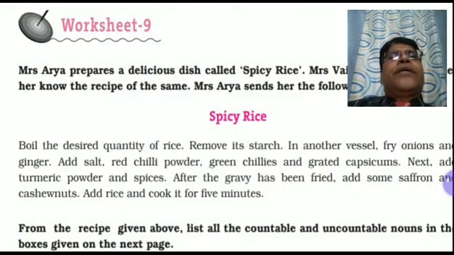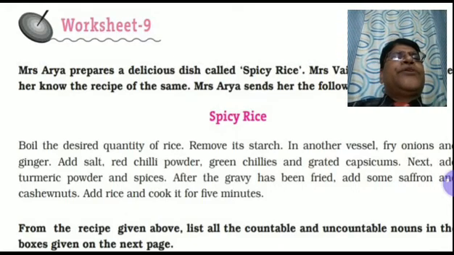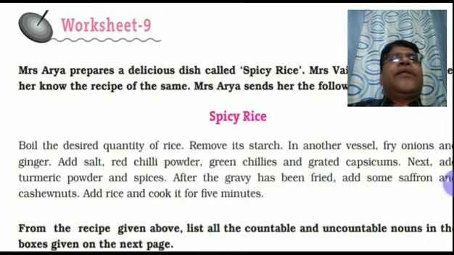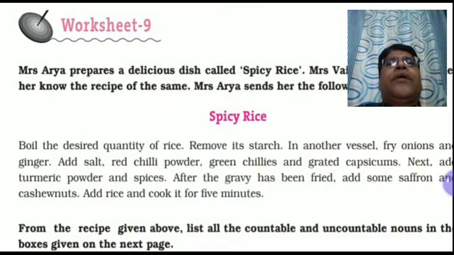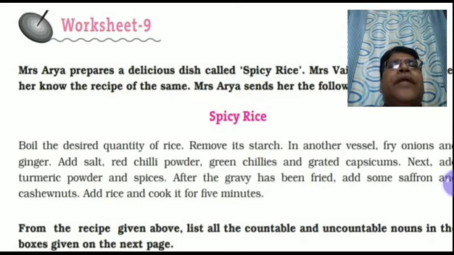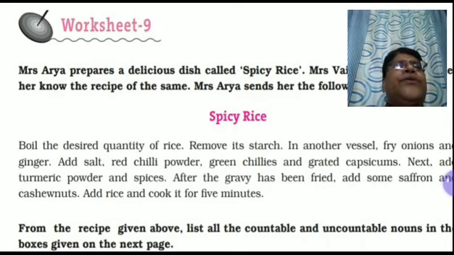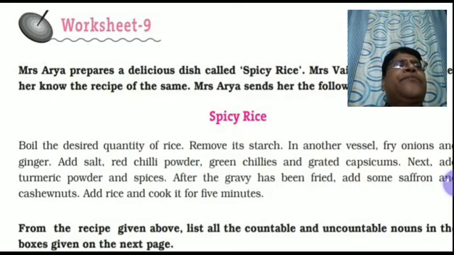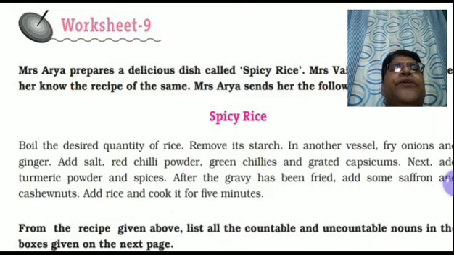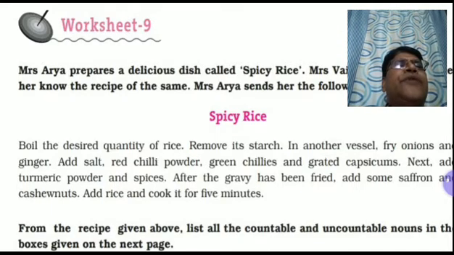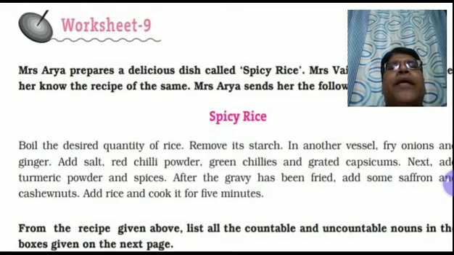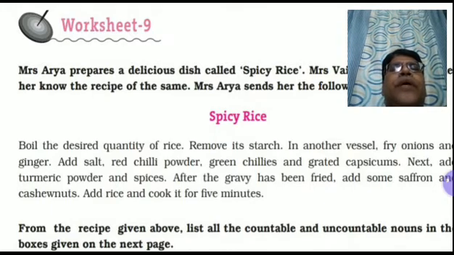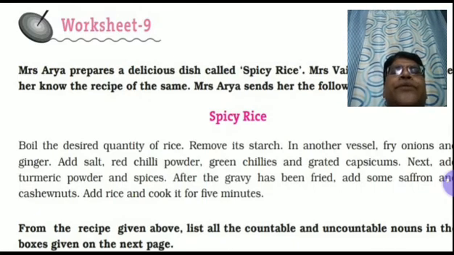Boil the desired quantity of rice, remove its starch. In another vessel, fry onions and ginger. Add salt, red chili powder, green chilies, and grated capsicums. Next, add turmeric powder and spices. After the gravy has been fried, add some saffron and cashew nuts. Add rice and cook it for 5 minutes.